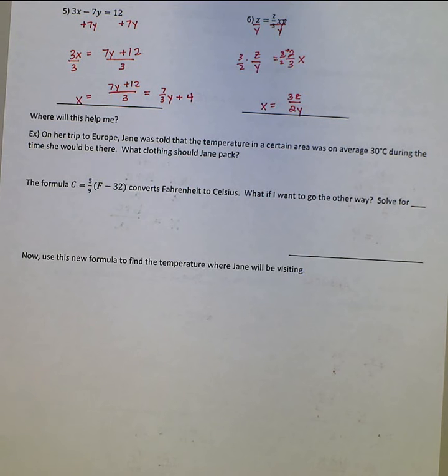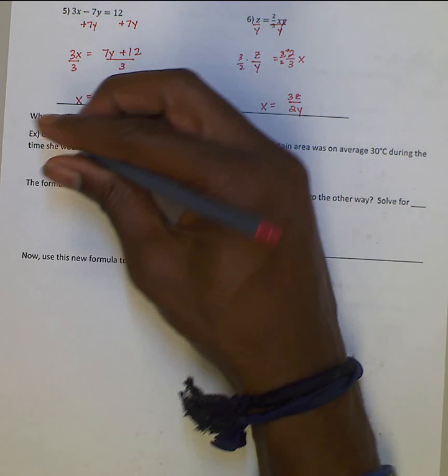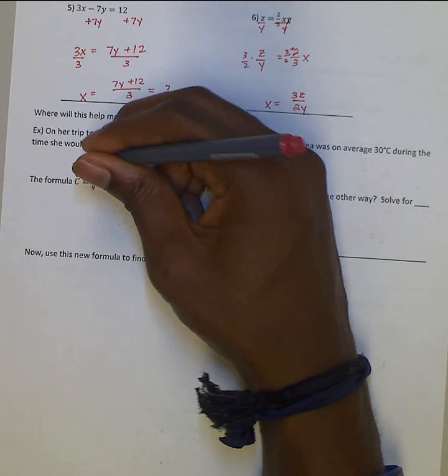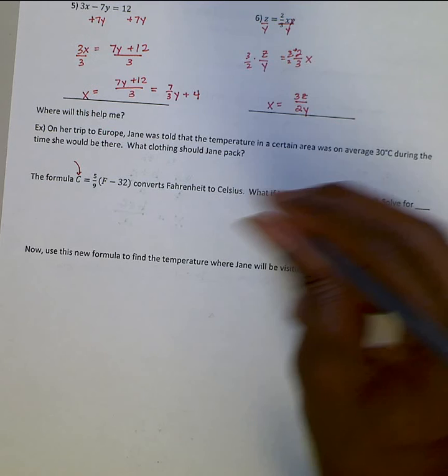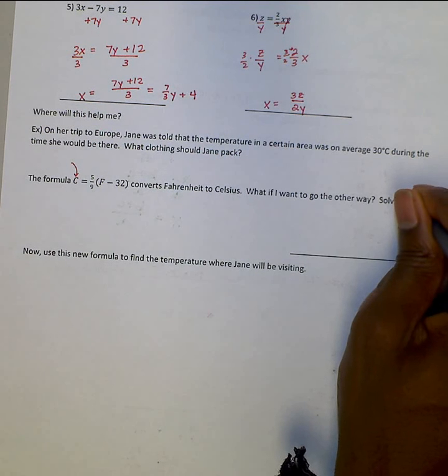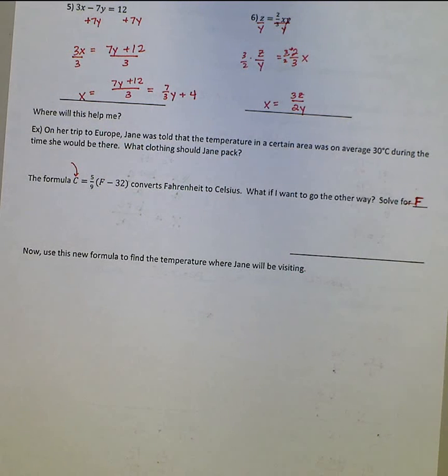So we have a formula for Celsius. Celsius is 5/9 Fahrenheit minus 32. Okay. So what if we want to go the other way? Notice that in this equation, Celsius is by itself. We really want to know what Fahrenheit is based off of Celsius degrees. So if we want to go the other way, we should solve for F. We want to get F by itself so that we can plug C in and see what F will be.